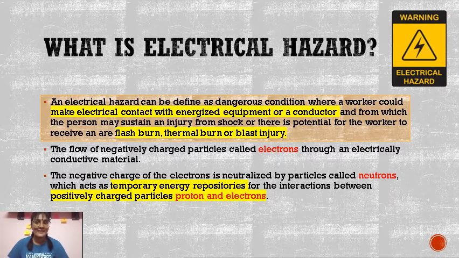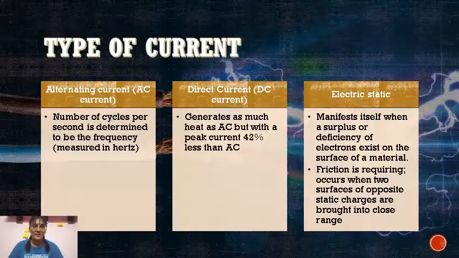Actually, the flow of negatively charged particles, called electrons, through an electrically conductive material, whereby the negative charge of the electron is neutralized by particles called neutrons, which act as temporary energy repositories for the interaction between the positively charged particles, which are protons, and electrons.